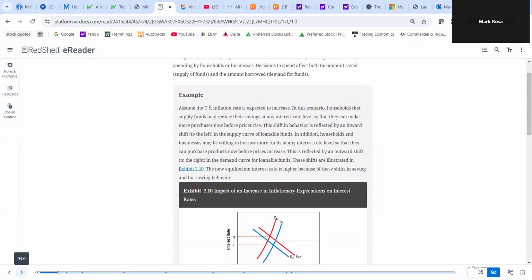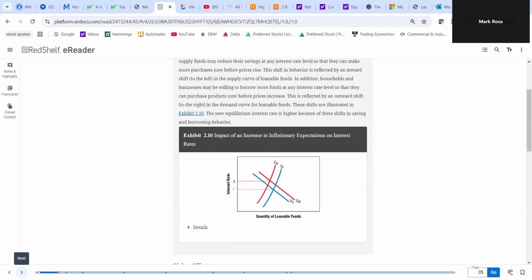And you and I felt the increase in inflation. We talked about it in our first class. And that's what's trying to be explained here in chapter 2. Very simple.